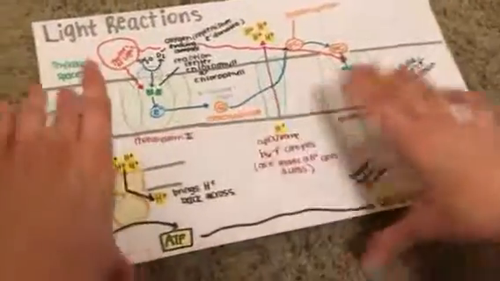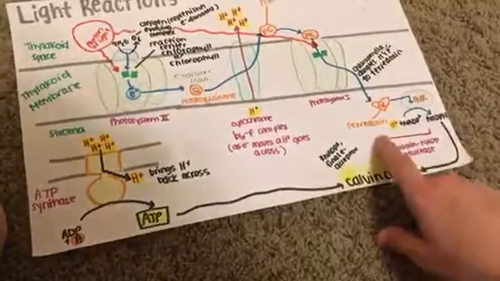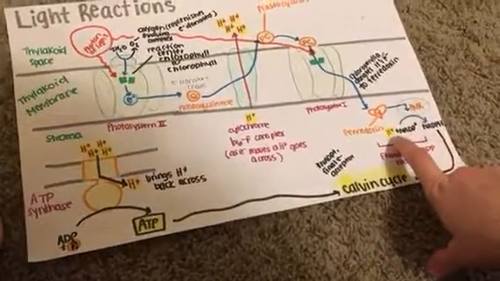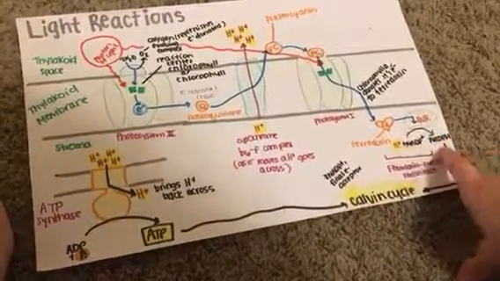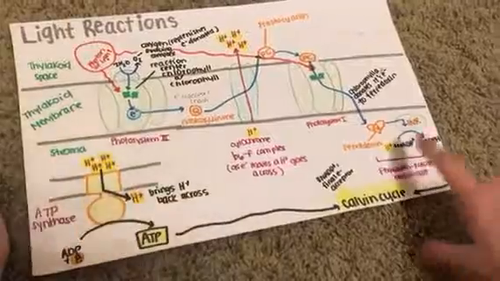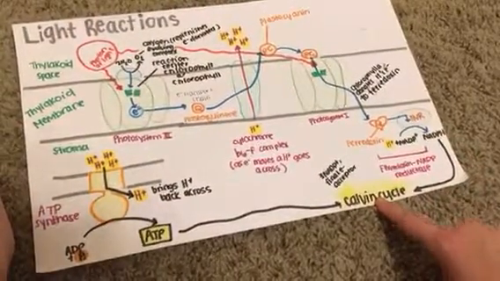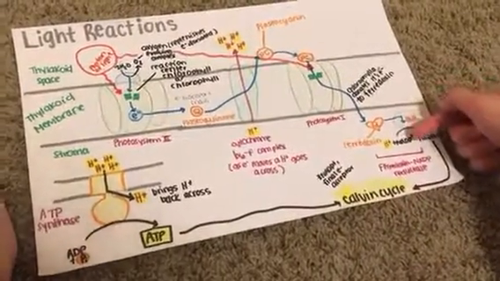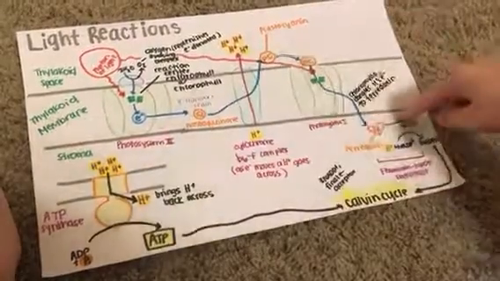And this occurs in the stroma. As you can see, it's labeled in the stroma, so that's a very important change, which you need to know. The ferredoxin NADP reductase takes a proton and NADP plus and generates NADPH, and that NADPH goes to the Calvin cycle. An important note is that NADPH is the final electron acceptor for the electron transport chain, which you can see here.